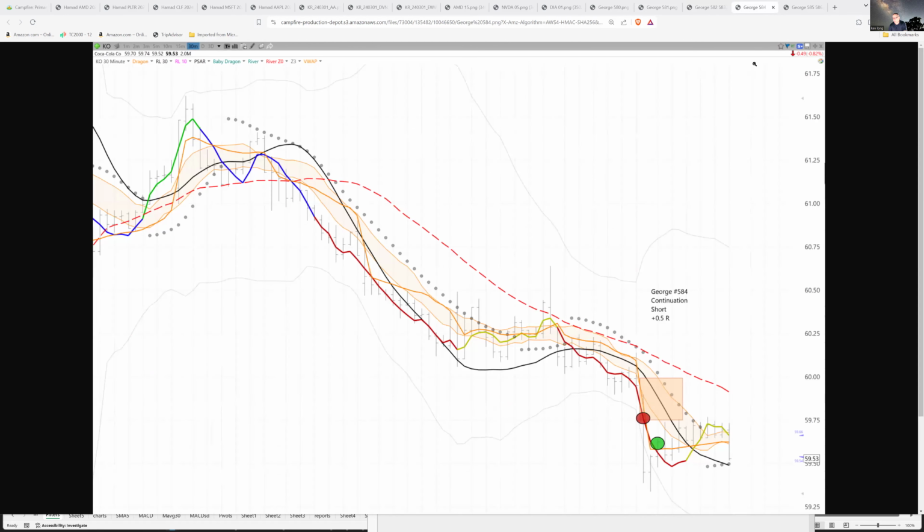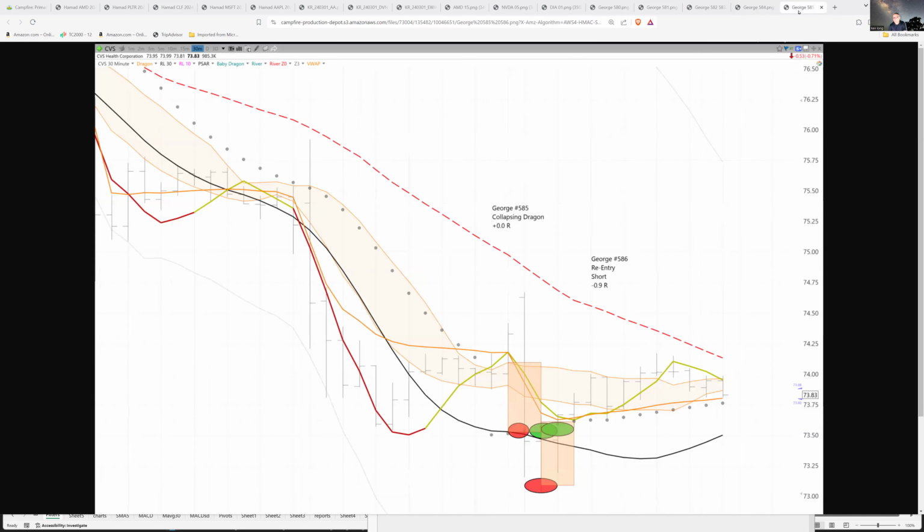Watch the VWAP on those 30 minutes. This is a great short. This is a good exit to get paid. And you followed the VWAP. That was good. This short, let's see, I guess scratches the re-entry scratch.